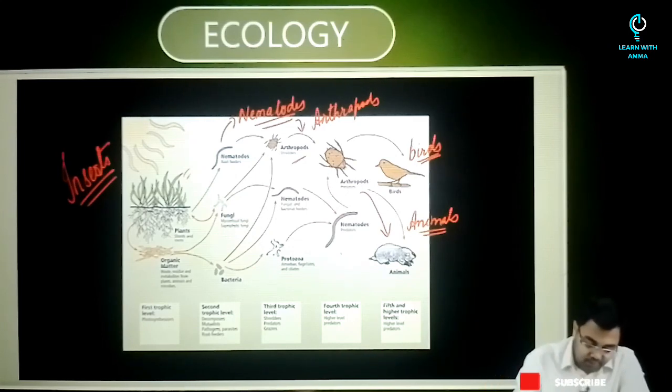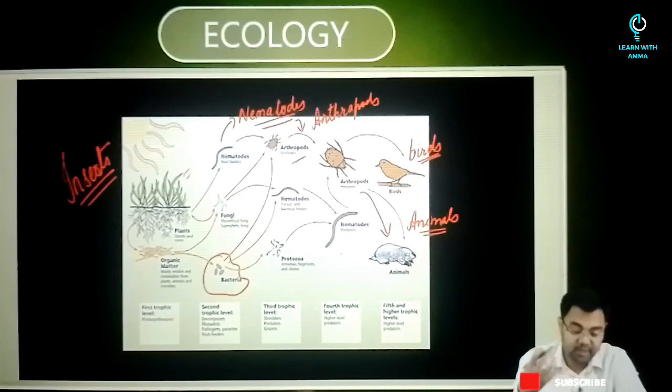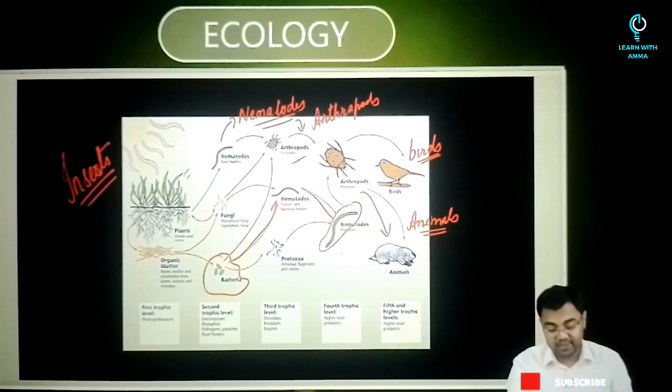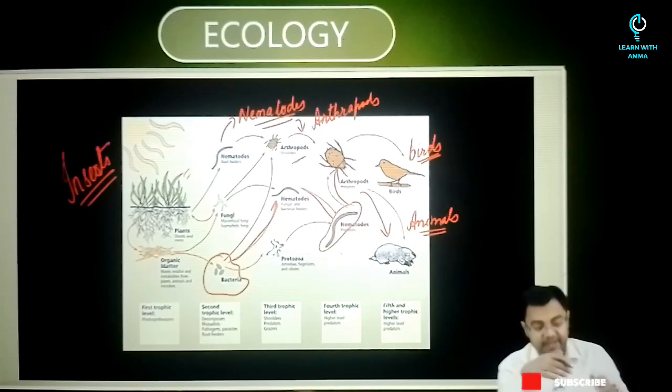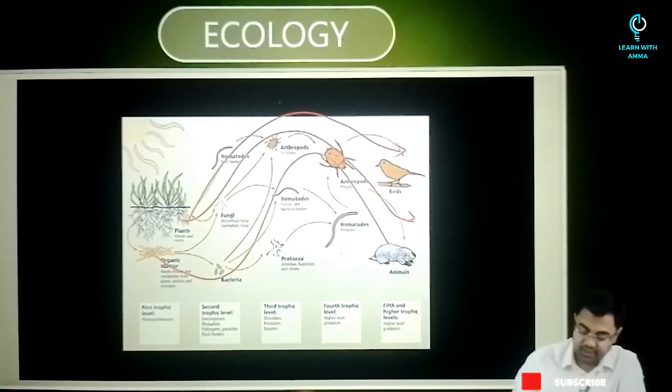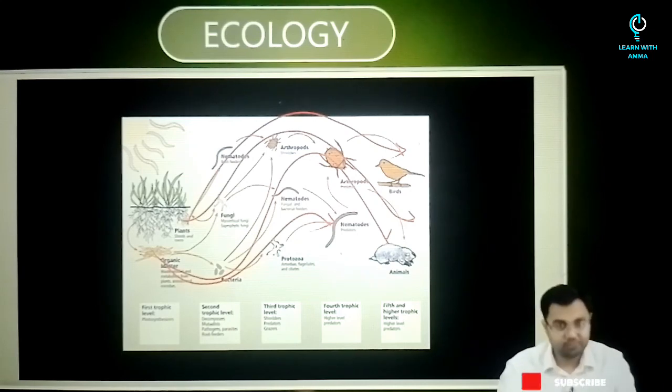Similarly, from the organic matter, the organic matter may get consumed by bacteria. These bacteria can get consumed by nematodes, and then by the higher nematodes, and from there it is a possibility that they will get consumed by arthropods, and this cycle may continue like this. So either you have this cycle, or you have this cycle, or you may follow this cycle, but all these are examples of a food chain.